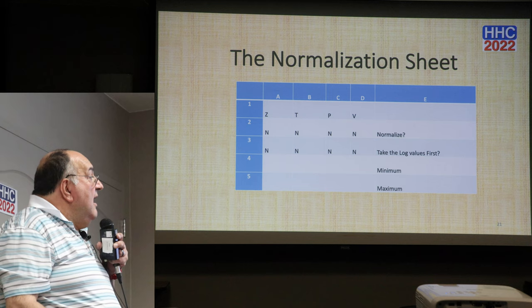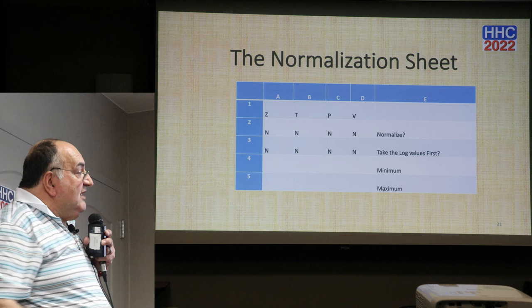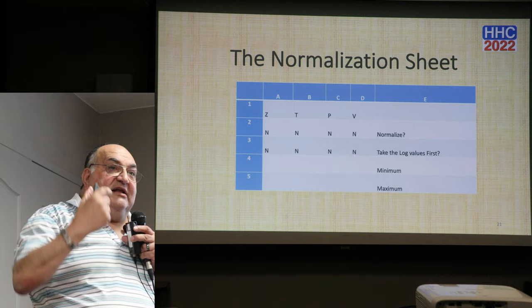And the normalization sheet is easy. The first row shows the variable names, and then the Y, yes or no switches, normalize if you want to take the log values first. And Excel will fill in the values in rows 4 and 5 if you use minimum maximum, because you will need that if you want to reuse the formulas.